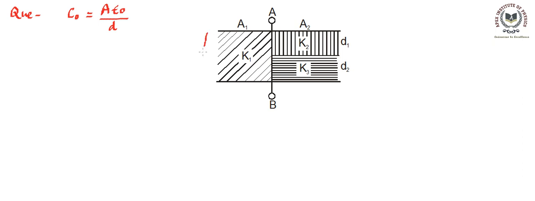K1 has the same gap between the plates as the capacitor, whereas the gaps are D1 and D2 for K2 and K3 respectively, and the areas are different as shown here. K2 and K3 have the same area A2, K1 has the area A1. So some important information that we can use later on is that D is going to be basically D1 plus D2, and the total area A is going to be equal to A1 plus A2.